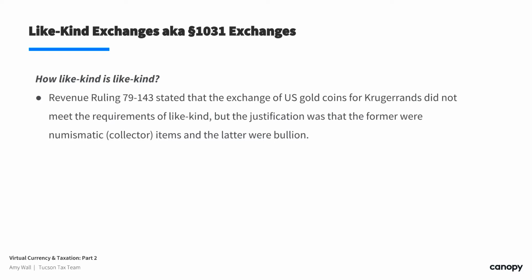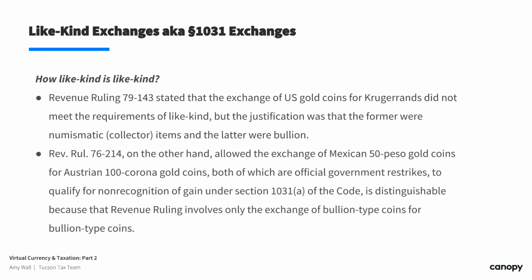And on the other hand, Mexican 50 peso gold coins could be exchanged for Austrian 100 Corona gold coins because they're both bullion type coins. Okay, so you could certainly picture the IRS saying that Bitcoin software is really different from Ether software, so the 2 coins are not like-kind. Who knows, all right? But I think that counting on like-kind exchanges is a mistake.